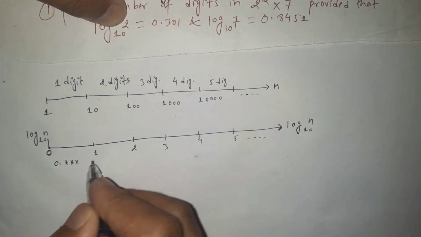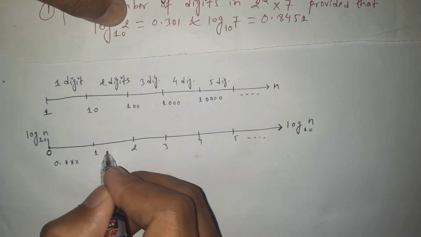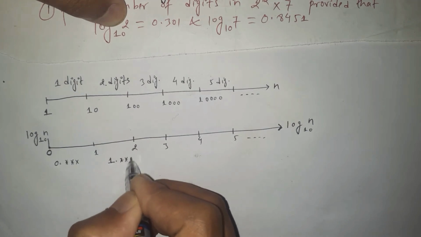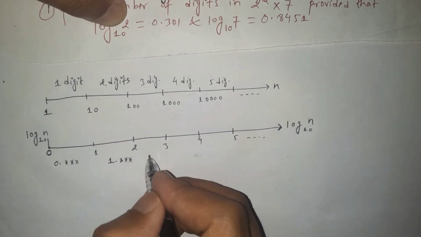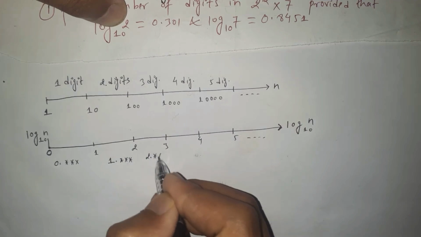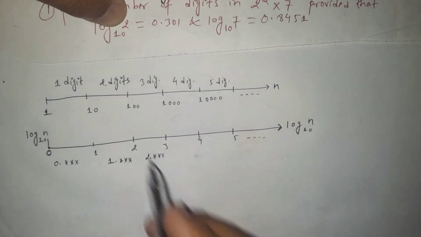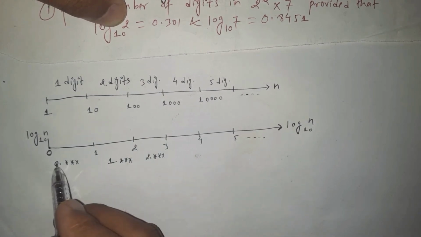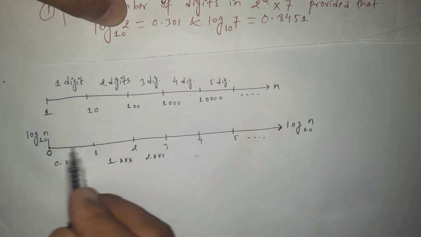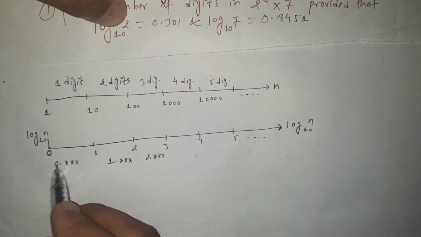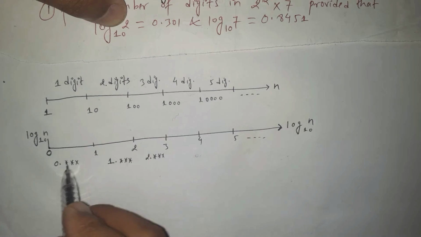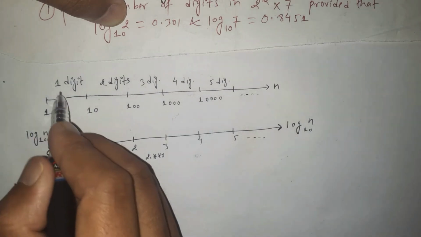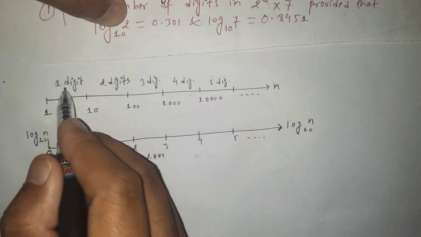And similarly, between 1 and 2 the number will be 1 point something. Between 2 and 3, the numbers are 2 point something, and so on. Here we can observe that the numbers with logarithmic value between 0 and 1 are in the pattern of 0 point something, and in this case the number has 1 digit.